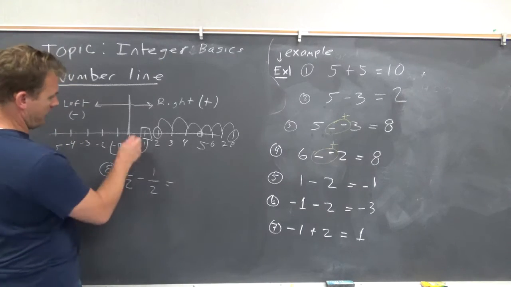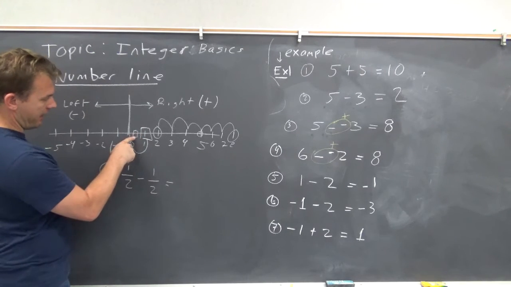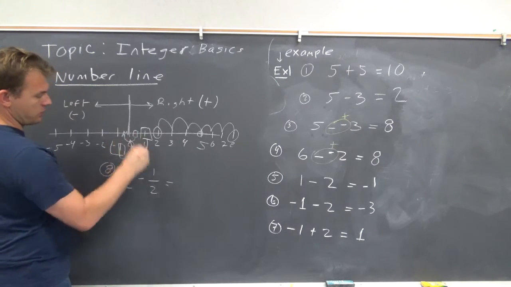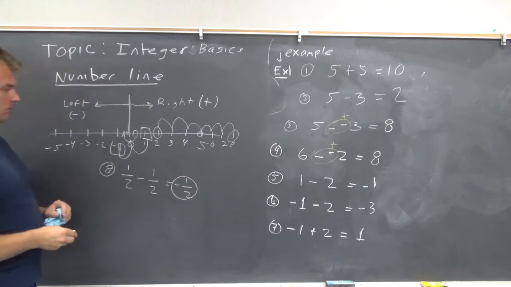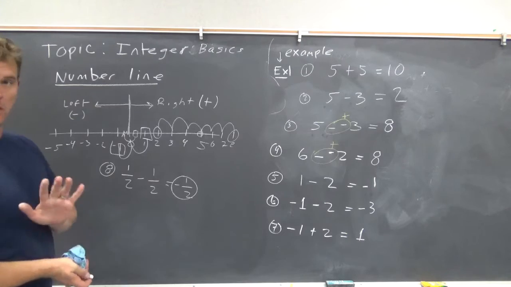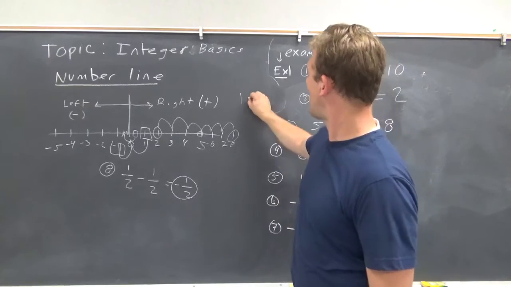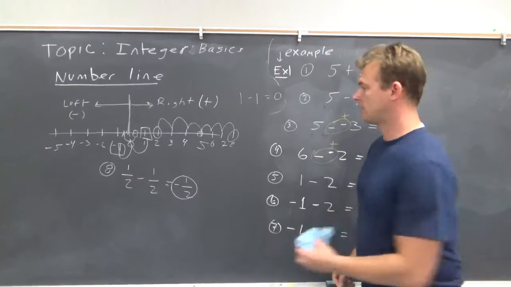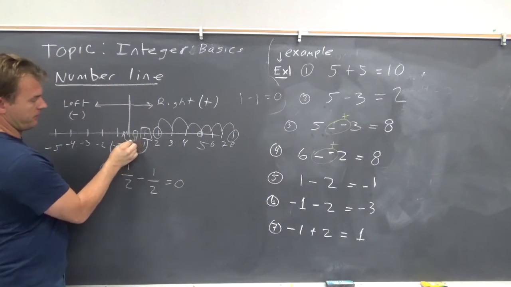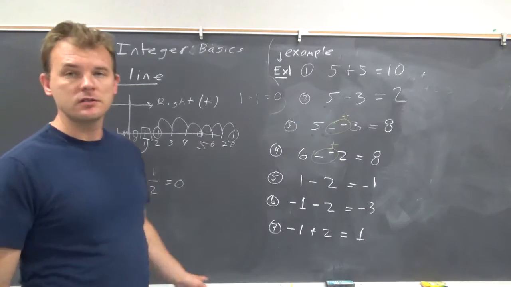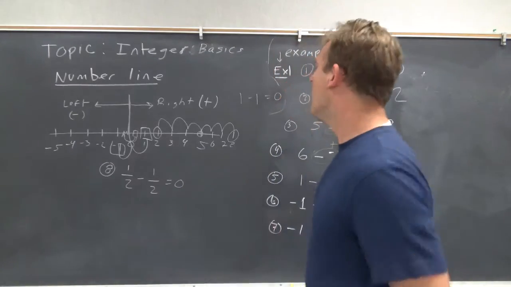So 1/2 is right here between 0 and 1, right? And we're going back 1/2. So where are you? You're at 1/2. Wait a second, no, that's not true. If I give you 1 and I subtract 1, you get 0. Sorry, so we're at 0. 1/2 minus 1/2, yeah, that's 0. Here's 1/2 of something, I take it away, you get 0 of something. So let's do some more.